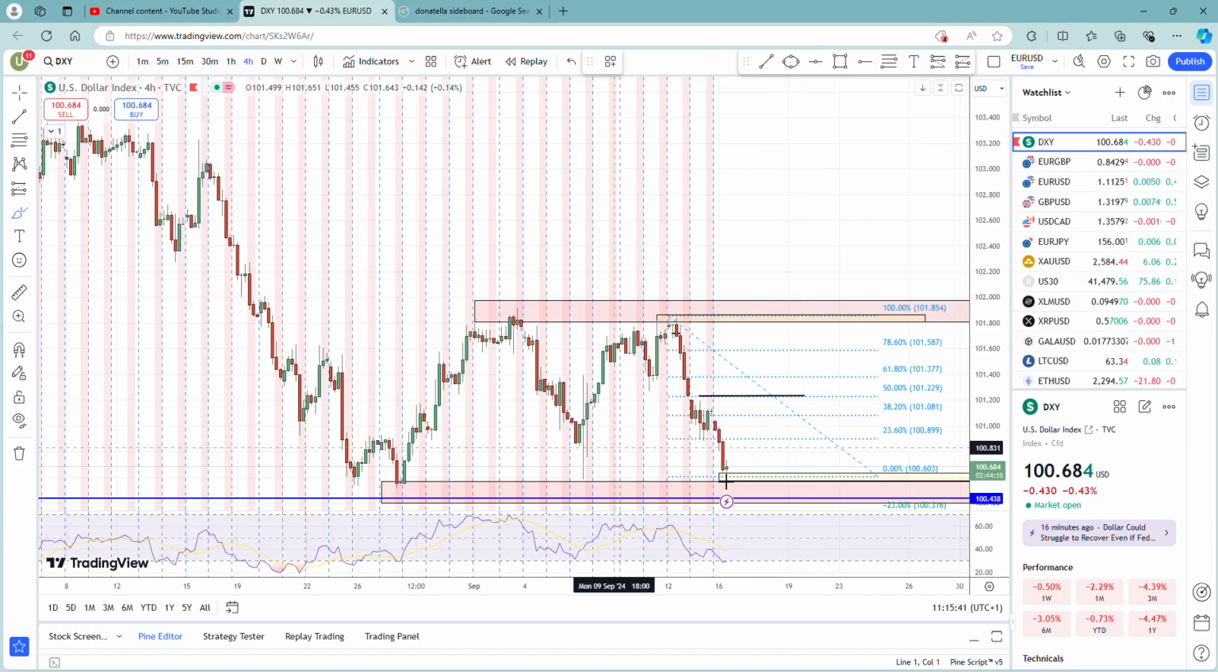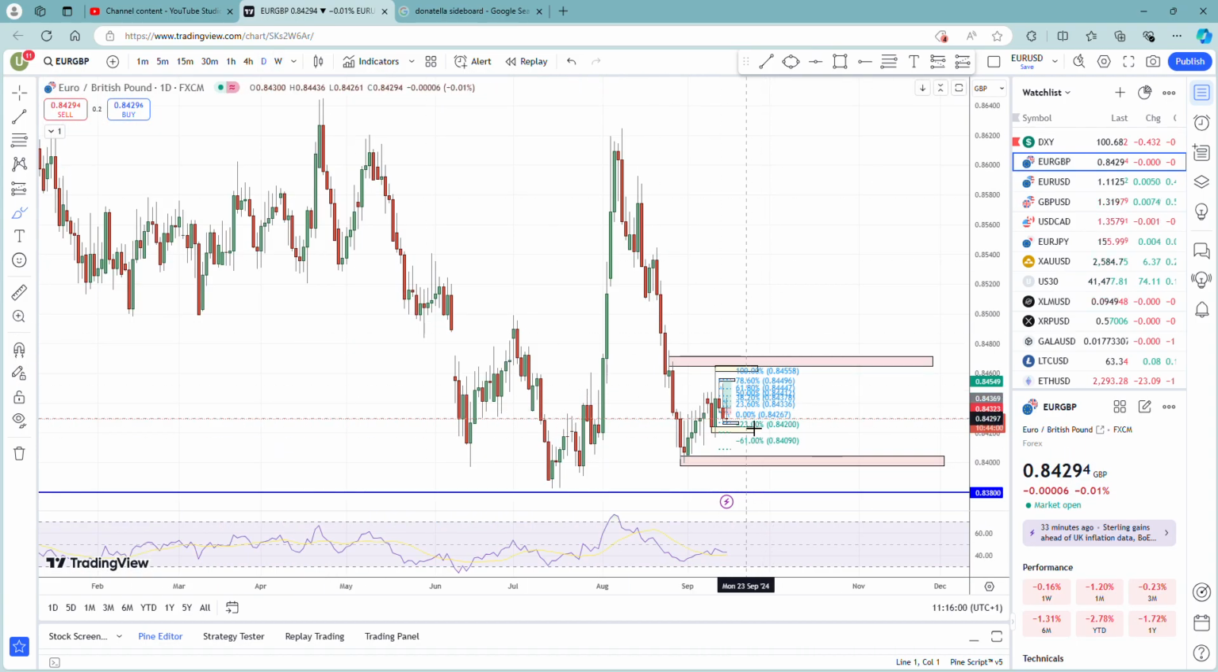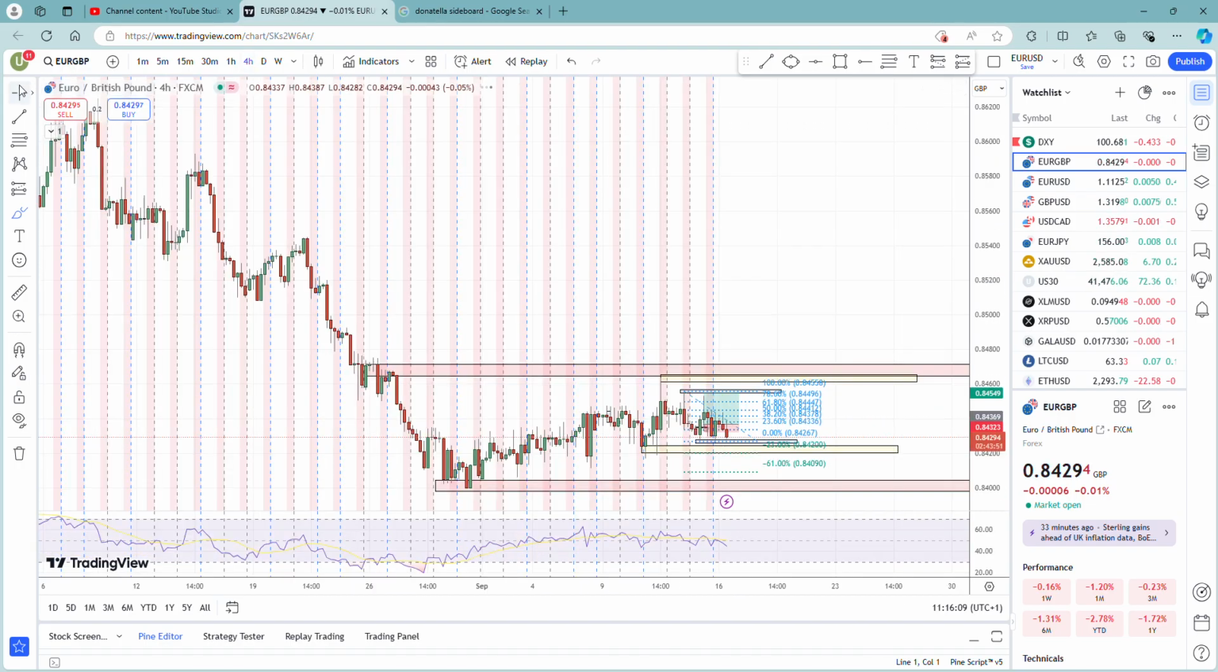Because we're expecting reversal, so we're expecting DXY to go up now, that means we're expecting the USD pairs to go down. So we're looking for sell trades potentially on Euro USD and GBP USD. But first let's look at Euro GBP. If you look at the daily time frame, you can see it's a slight bearish candlestick, so it's looking to go down. If we look at the H4 time frame, it's still between the H4 support and resistance levels.